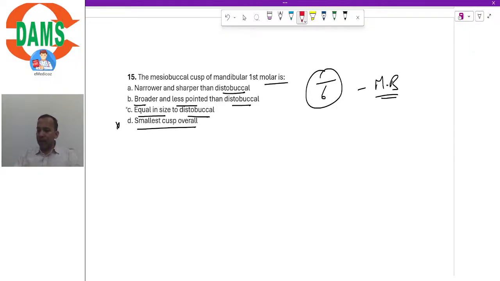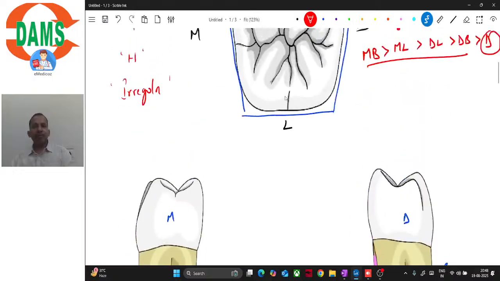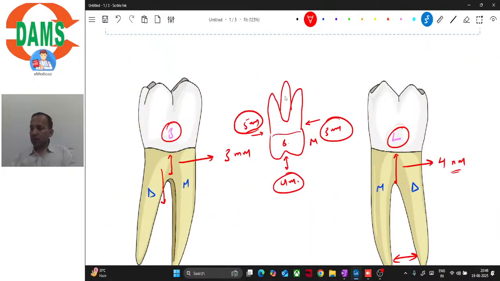Equal in size to distobuccal, again this can be ruled out because we have already discussed that this is larger than the distobuccal cusp. Narrower and sharper than distobuccal, again this word narrower makes us rule out this option, isn't it? Because it is the largest cusp. And when you take a look at its picture, so when you see the mandibular first molar, what you'll notice is this is the mesobuccal, this is the distobuccal, isn't it?